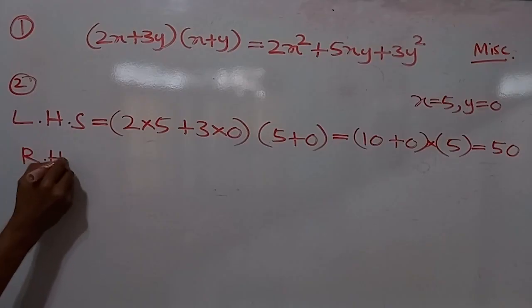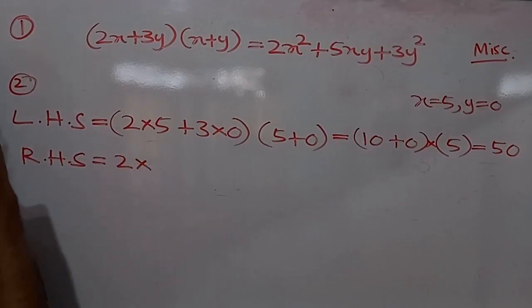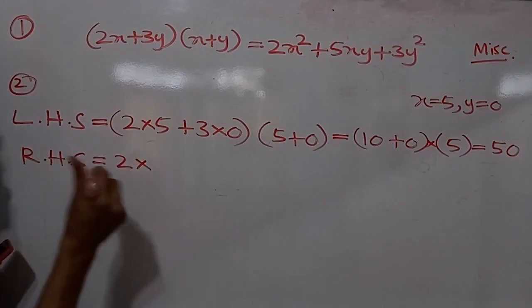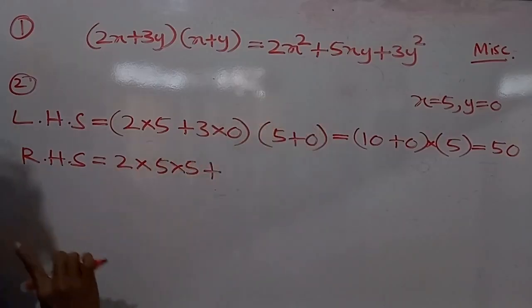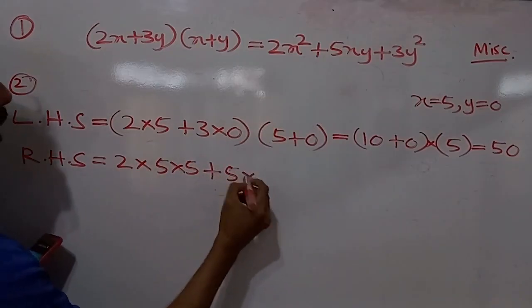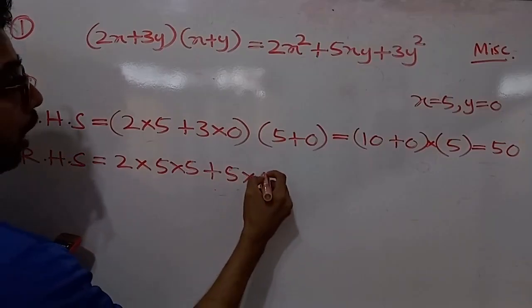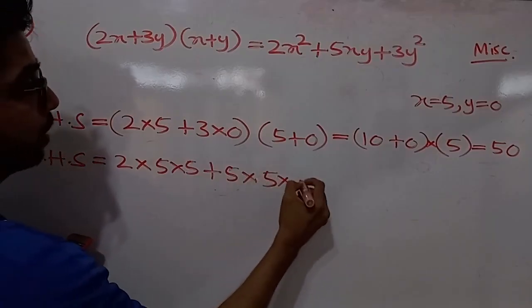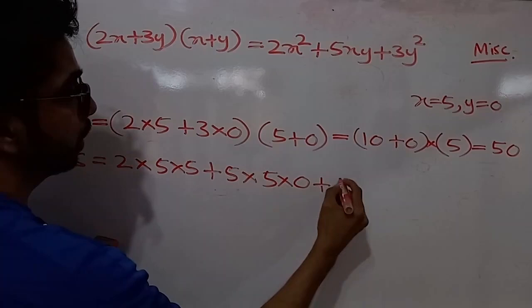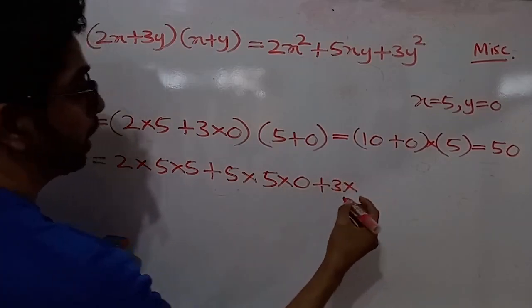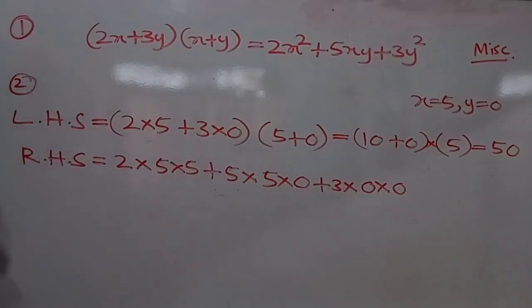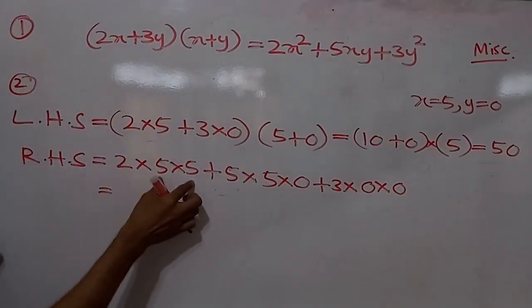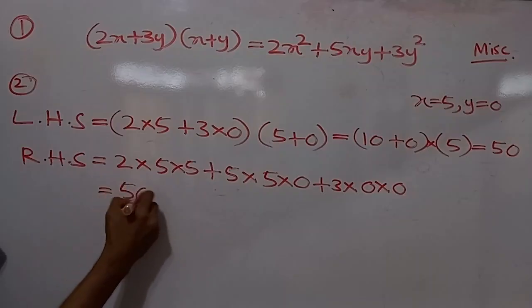Then we have the right hand side. 2 x square. Here x is what? 5 times 5 plus, right? Okay. Next, 5 x is what? 5 y is 0 plus 3 y is what? 0 into 0. Okay? So 5 times 5, that is 25. 25 times 2, we know that is 50.